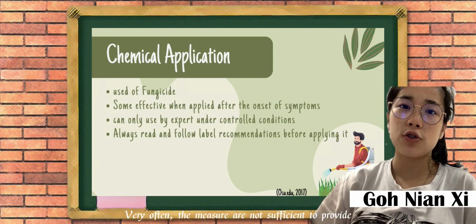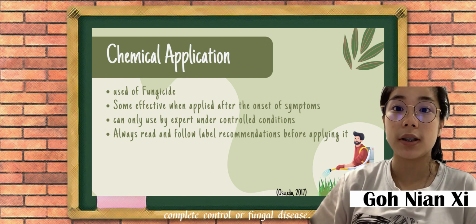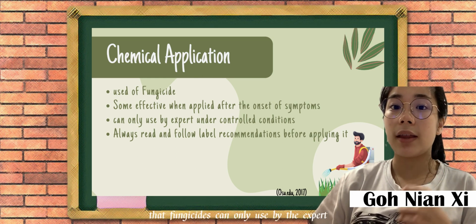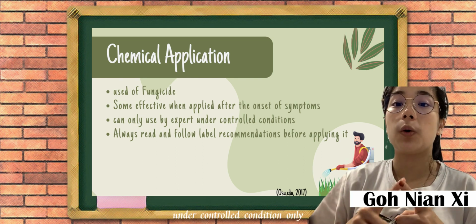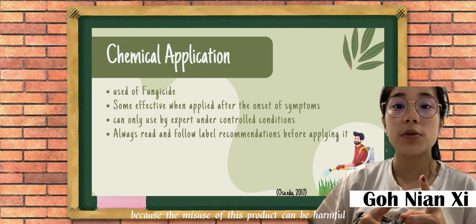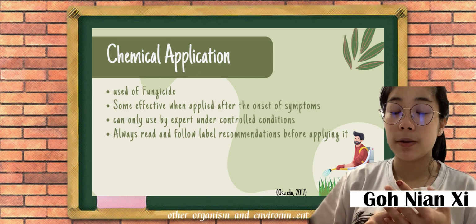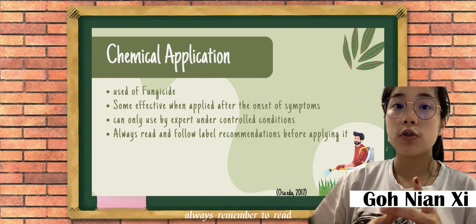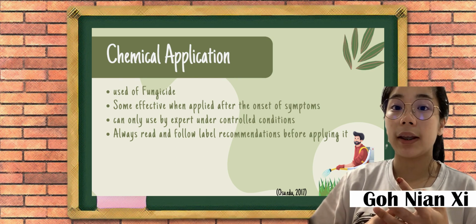Very often, the measures are not sufficient to provide complete control of fungal disease. So farmers use fungicides to prevent fungal infections. But please remember that fungicides can only be used by experts under controlled conditions, because the misuse of these products can be harmful to humans, other organisms, and the environment. So, always remember to read and follow the label recommendations before applying it.